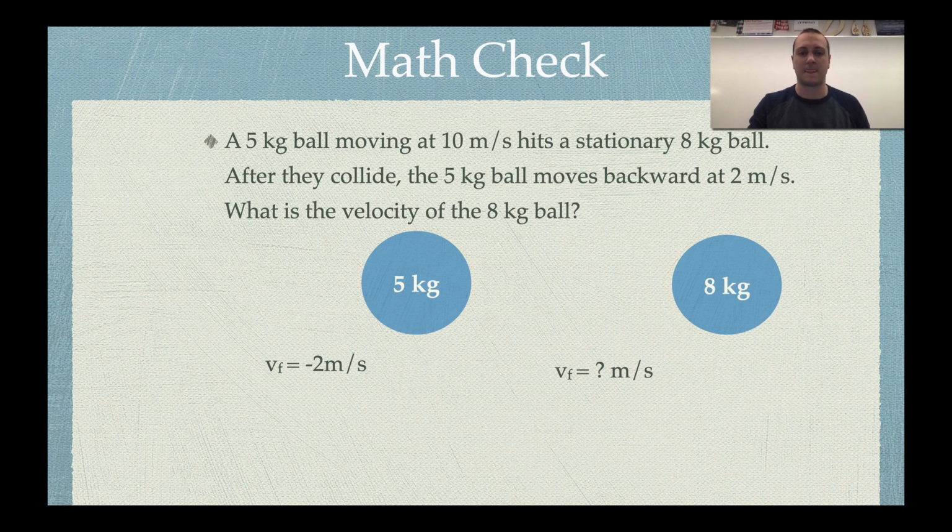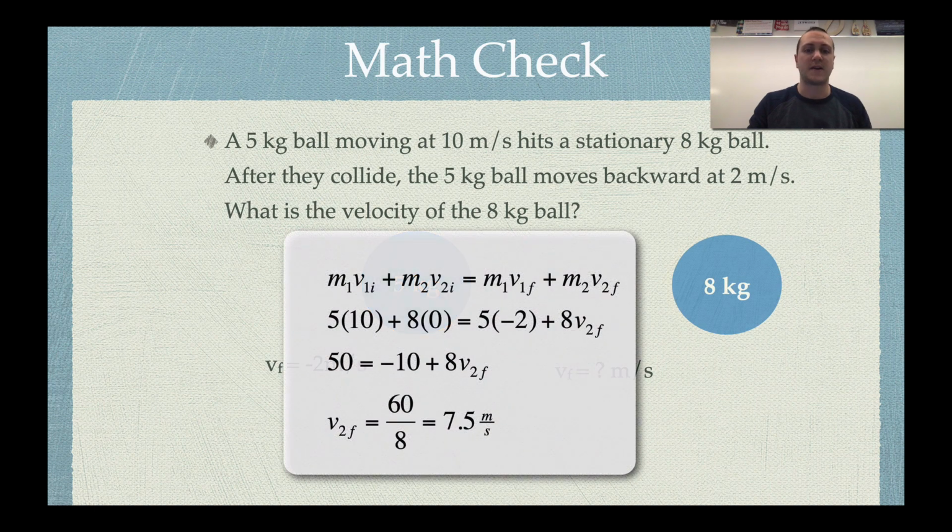Okay, welcome back. Here's how we would go about this problem. Because these objects don't stick together, right? We have an inelastic collision here. We're going to have our initial velocity of object 1 is 10 meters per second, so we're 5 times 10 at the beginning. And object 2, the 8 kilogram ball, is at rest, so there's no momentum for that one. Post-collision, the 5 kilogram ball is moving backwards, so -2 meters per second, and we want to find the velocity of the 8 kilogram ball.